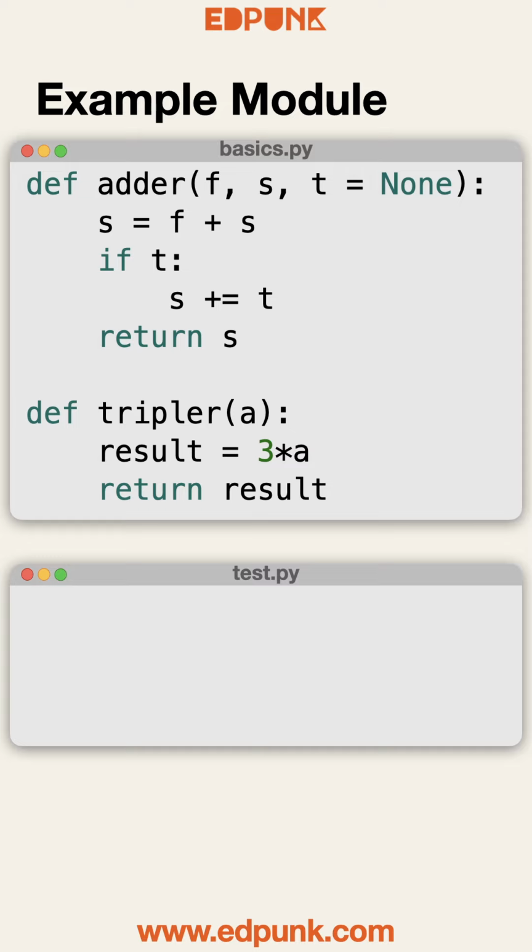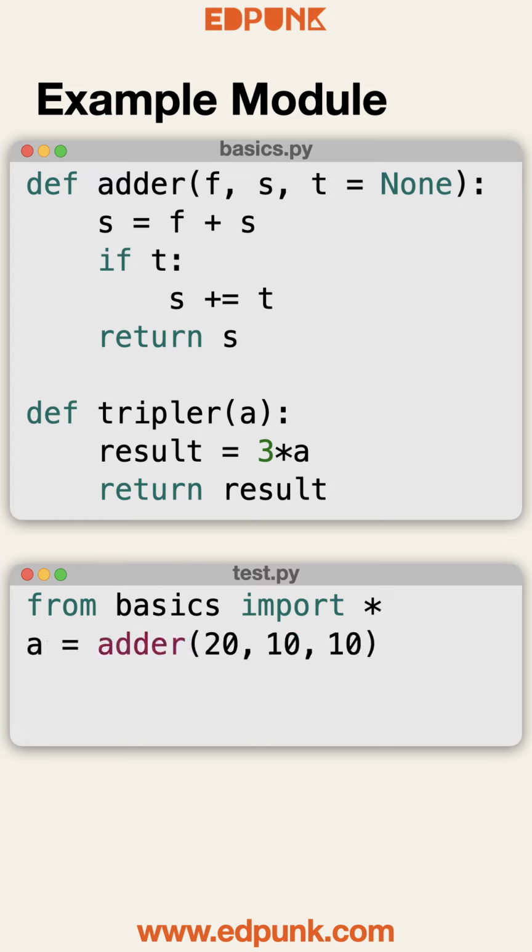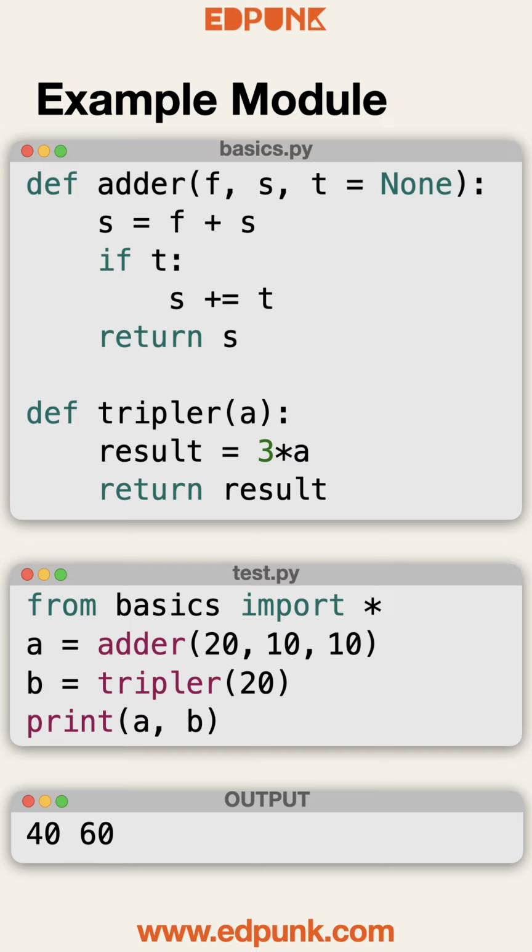To import all functions and global variables in the module, the star or asterisk wildcard character can be used. For example, on executing from basics import *, both adder and tripler functions are loaded and can be directly used like any other built-in function. We can assign the result of adder(20, 10, 10) to variable a and the result of tripler(20) to variable b. We can output the values of a and b, which is 40 and 60 respectively.